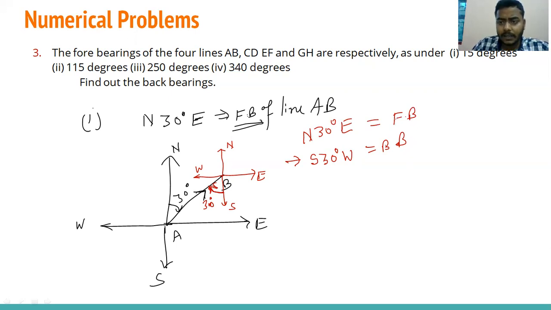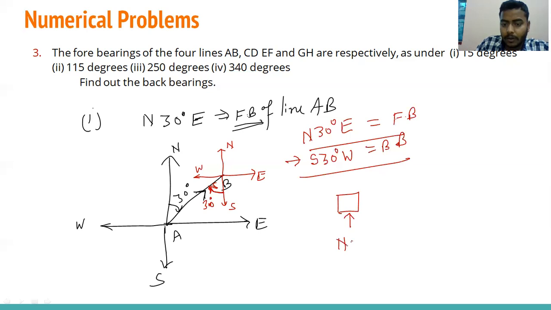Whenever the back bearing or fore bearing is given in the QB system, what we have to do is this. The first letter would be north or south, N or S. Second is the magnitude, suppose theta. Third is east or west. Suppose N is given in the fore bearing system, then in the back bearing system, in place of N, S will be there.